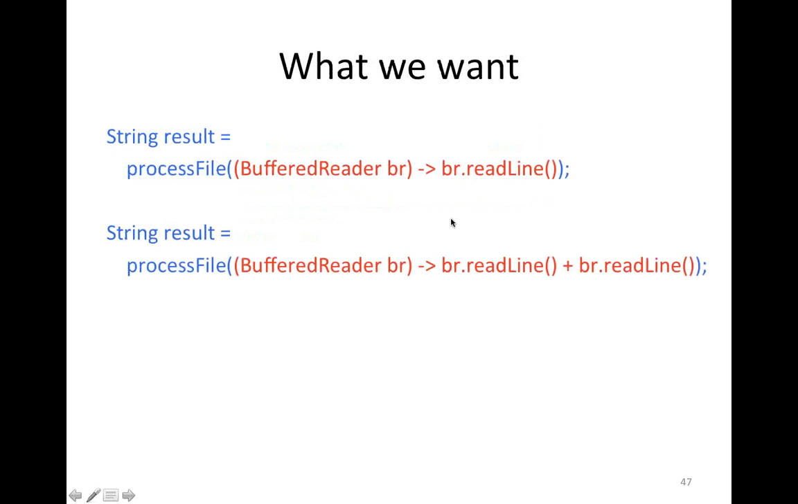Ideally, what we'd like to do is pass different behaviors to the process file method. Given a file, we'd like to do multiple things with it. But this method should encapsulate the idea of opening and closing the file. This is what this slide shows. We have a processFile method, and we'd like to pass different lambda expressions that convey how to process the file. In the first case, we read the first line. In the second case, we'd like to concatenate the first 2 lines of the file. So how can we write this type of code? How can we gain that flexibility?